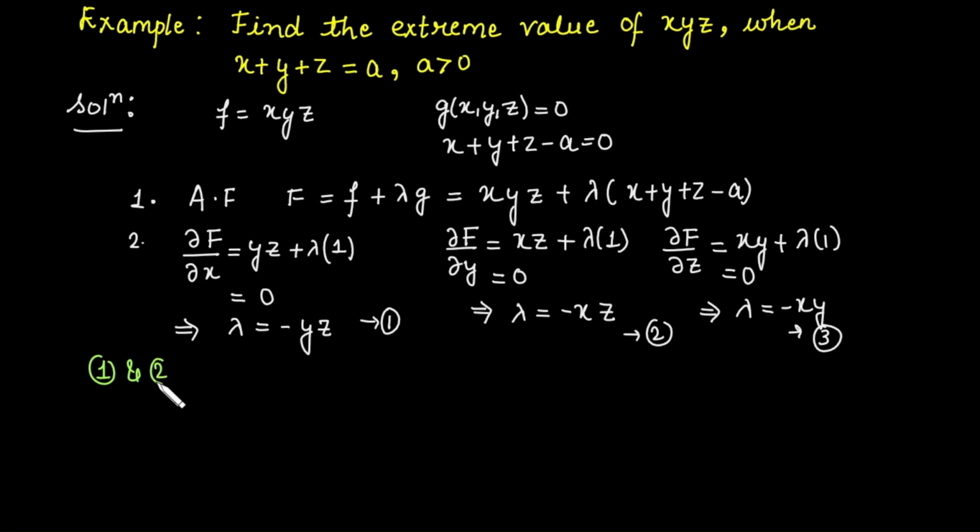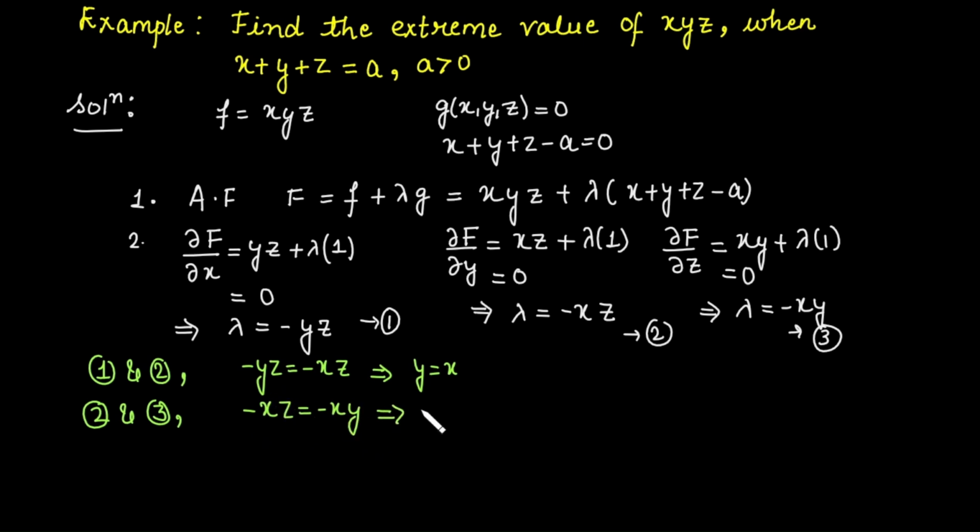From equations 1 and 2, we have minus yz is equal to minus xz. This implies y is equal to x, because z gets cancelled with z and negative with a negative. From second and third, we have minus xz is equal to minus xy. So the negatives get cancelled and x with x. We have z is equal to y.